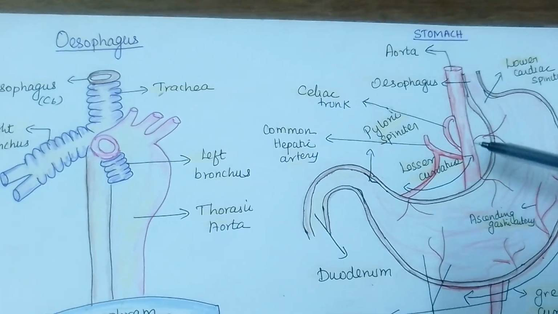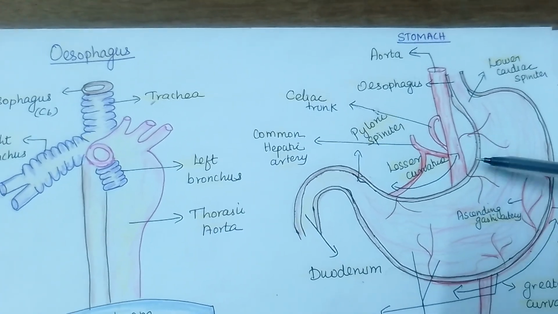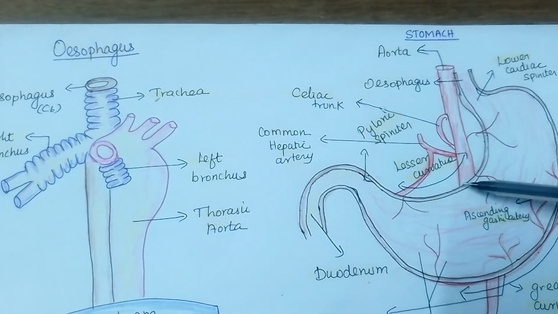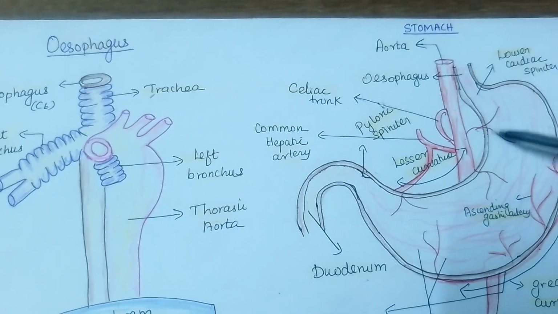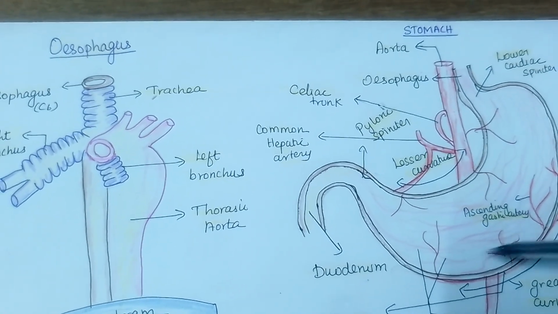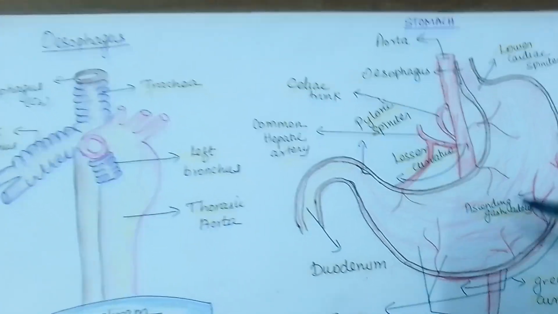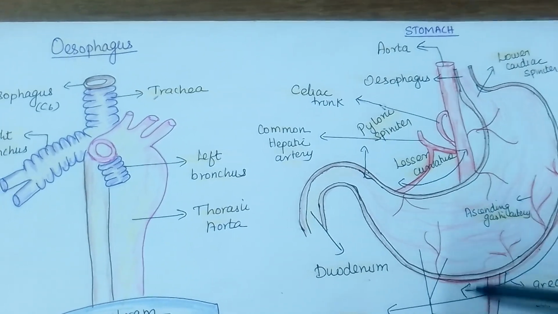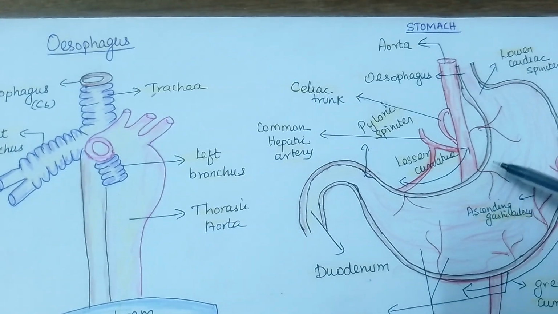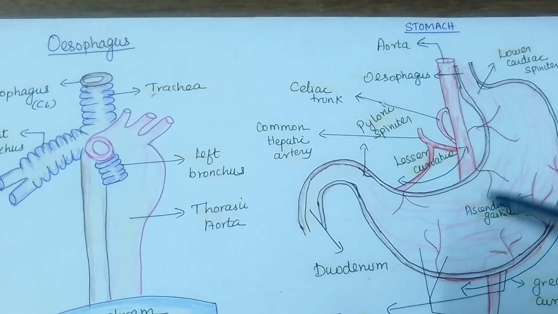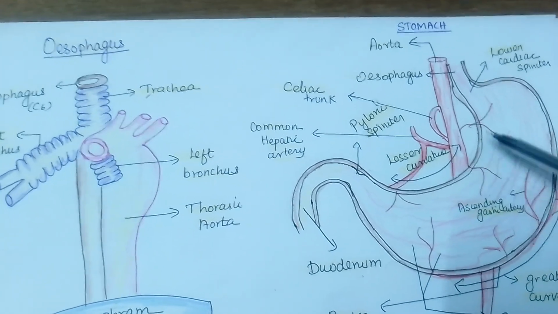If you see the applied anatomy of the stomach, the lesser curvature is mostly the gastric ulcer area. Sometimes there will be malignancy of the stomach, like a cancer. And sometimes selective vagotomy will be done. Vagotomy they will be doing to treat the peptic ulcer.